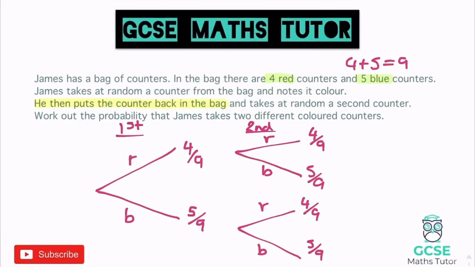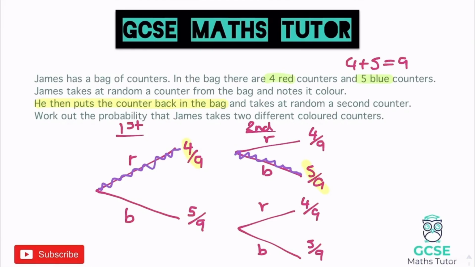So to get different colours, I could, and I'm just going to squiggle along the lines, and this is how I do it, I go up the red, and then I'd have to take a blue. And the 2 probabilities that you go through on this journey are really important. So we went through 4/9 when we took the red, and we finished on the 5/9.